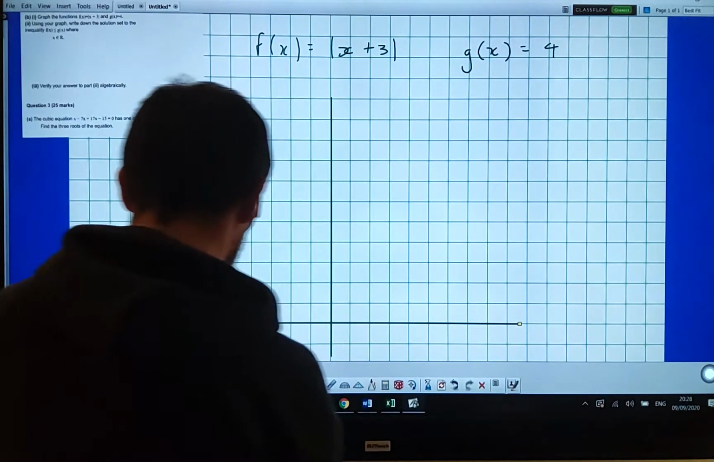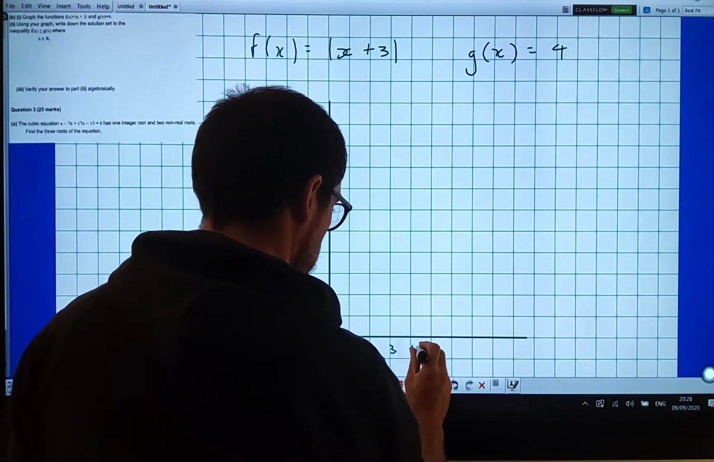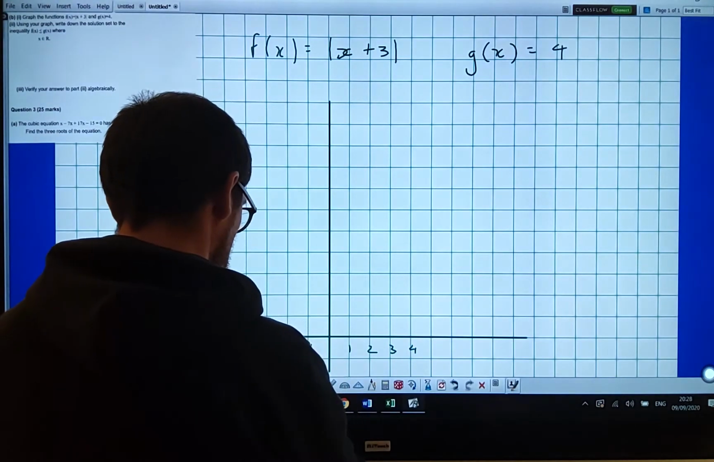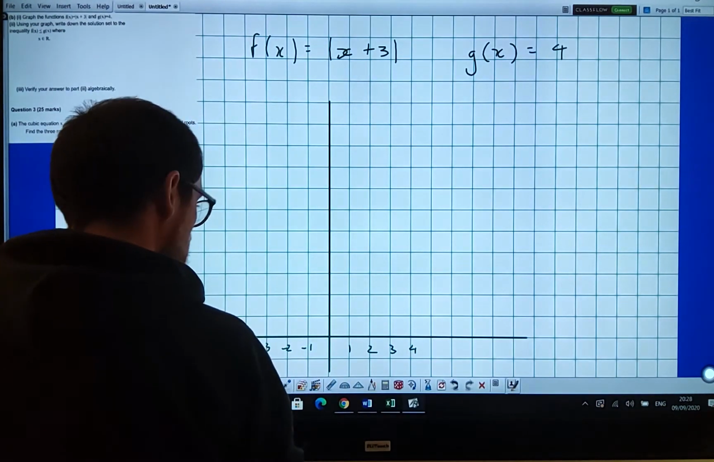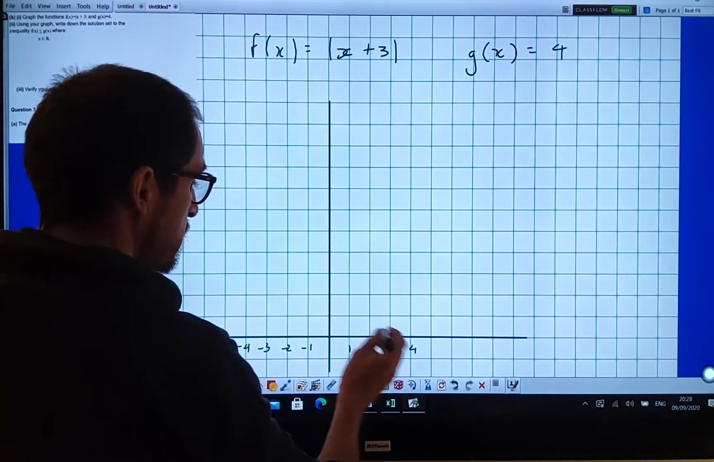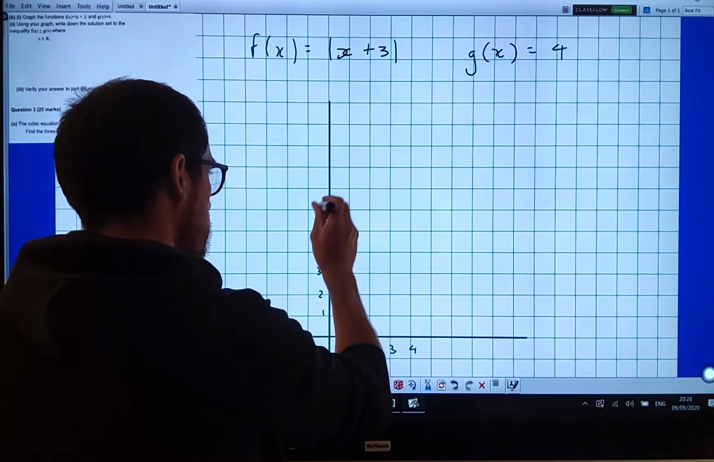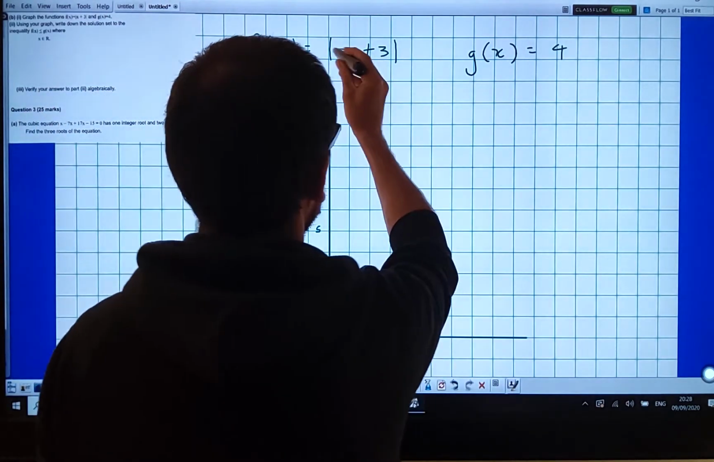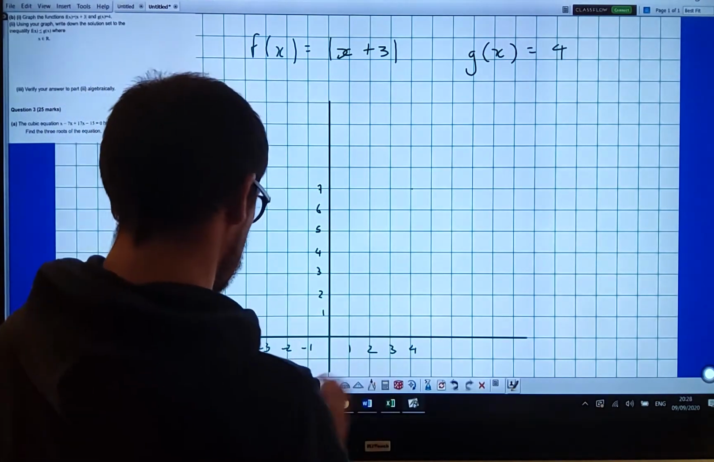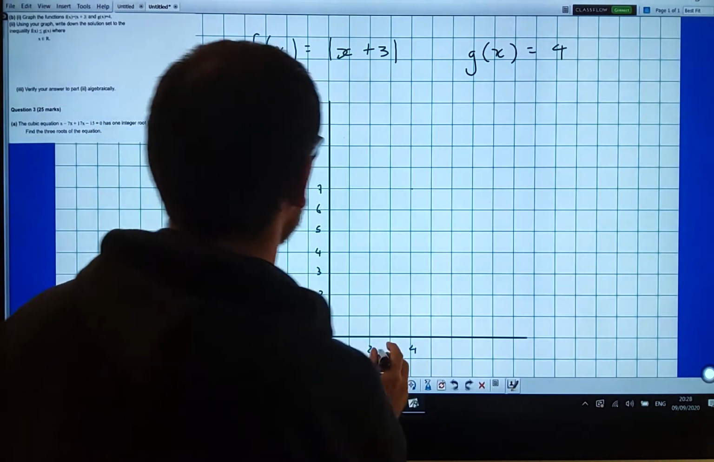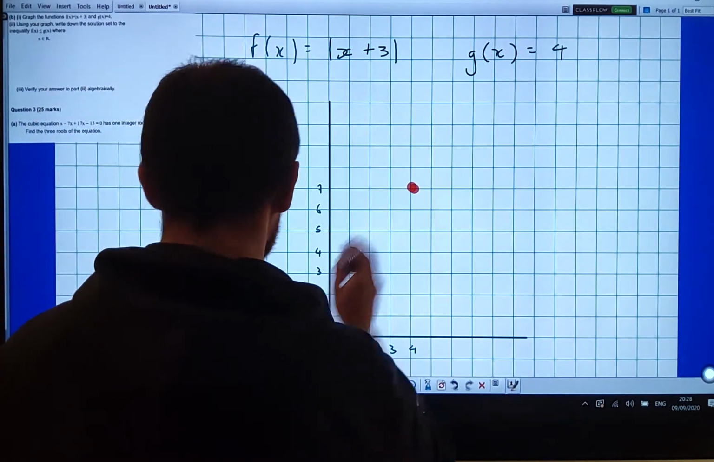And we pick points like this. So that would be when x equals 1, 2, 3, 4, minus 1, minus 2, minus 3, minus 4, minus 5. Okay, so when x is equal to 4, we do 1, 2, 3, 4, 5, 6, 7. So when x is equal to 4, 4 plus 3 is 7. When x is equal to 3, it's 3 plus 3 is 6.